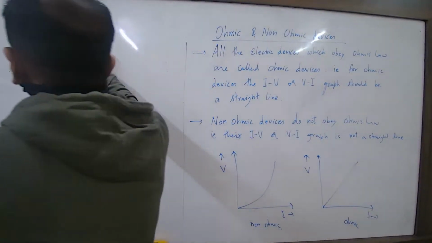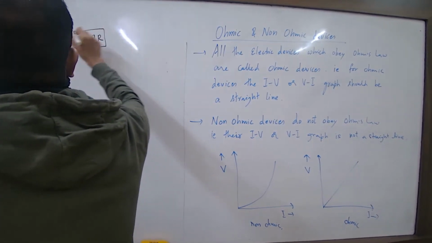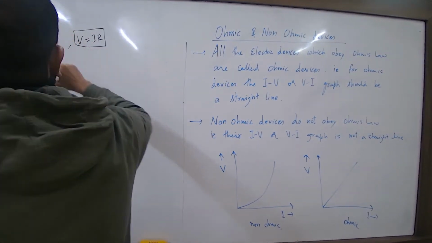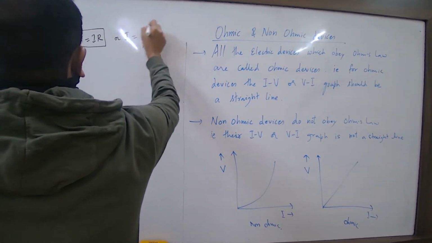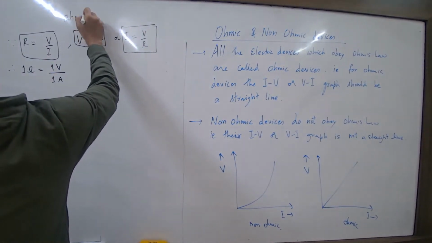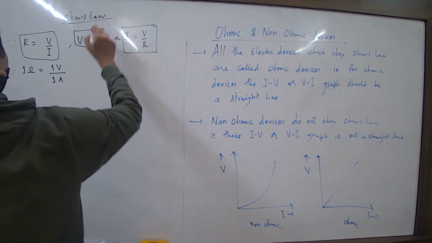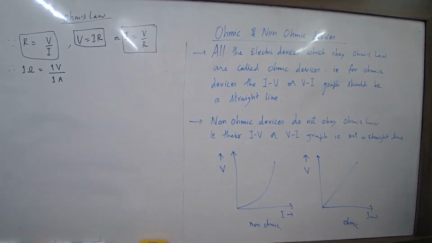So this can be written as V is equal to IR. So there are 3 formulas. Or I is equal to V by R. So all these are Ohm's law only. It can be written in these 3 ways: V equal to IR, or I equal to V by R, or R is equal to V by I. Okay. So how do we define 1 ohm resistance?